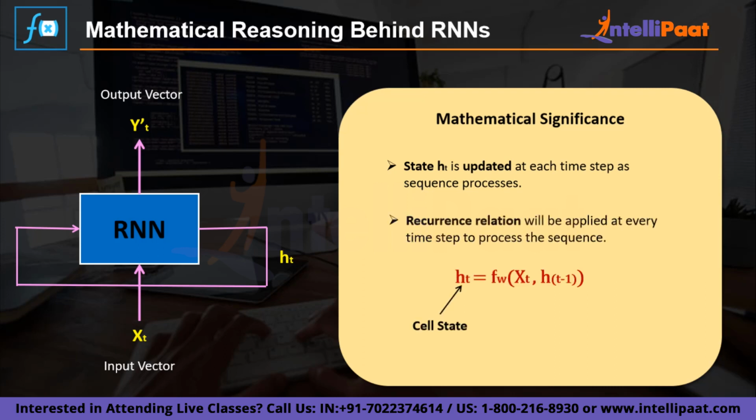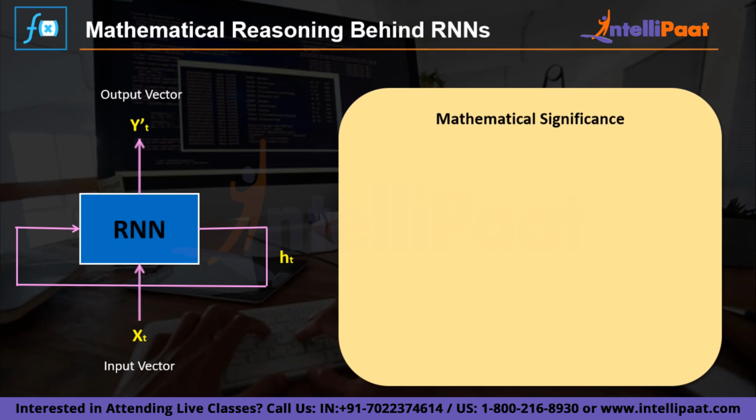The h of t in this formula is the cell state at time t, which is a function of f_W, meaning a function that can be parameterized by a set of weights W, which is what we are actually trying to learn over the course of training such a network. The x_t is again the input at time step t, whereas h of t minus 1 is nothing but the previous cell state. Let me give you a walkthrough of output computation in an RNN.